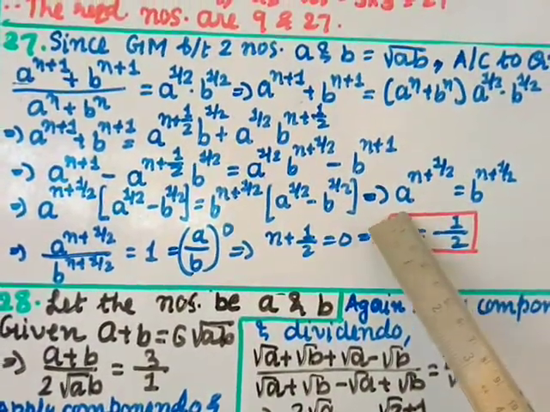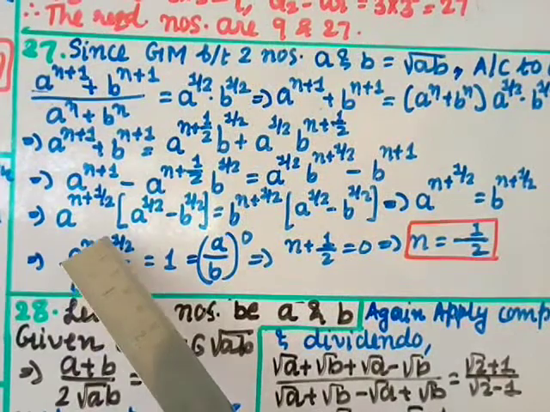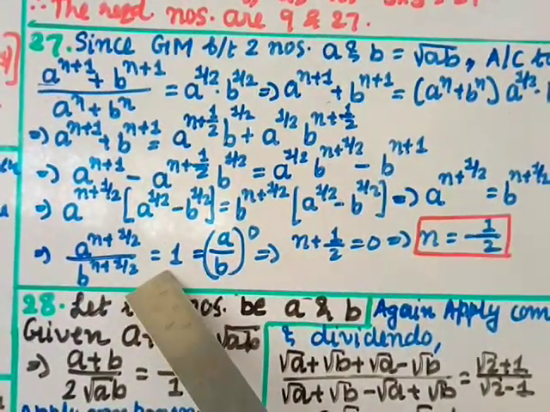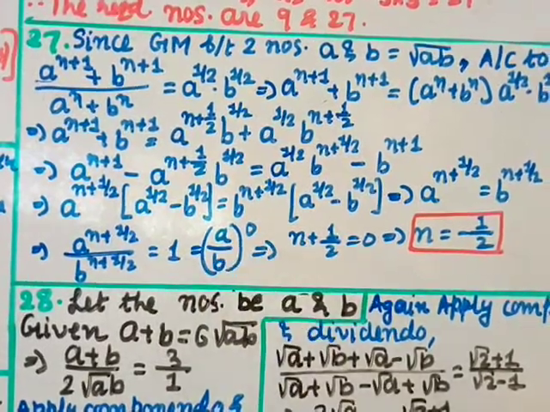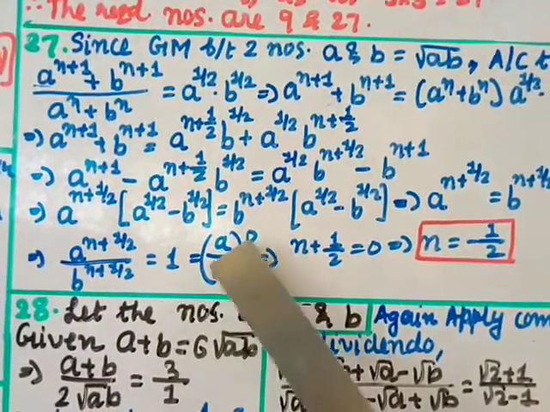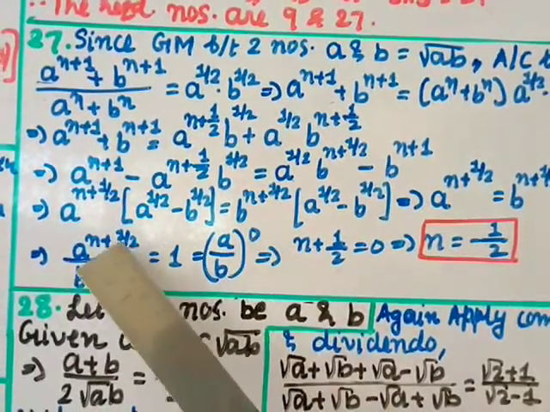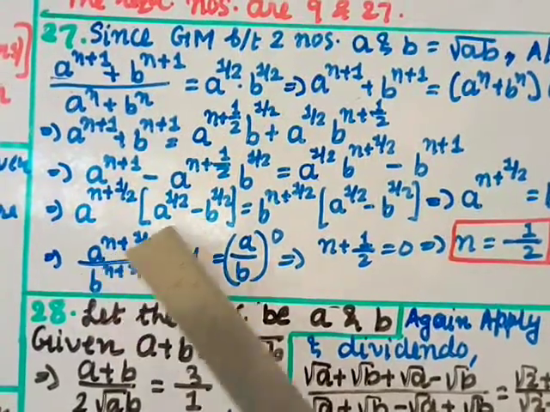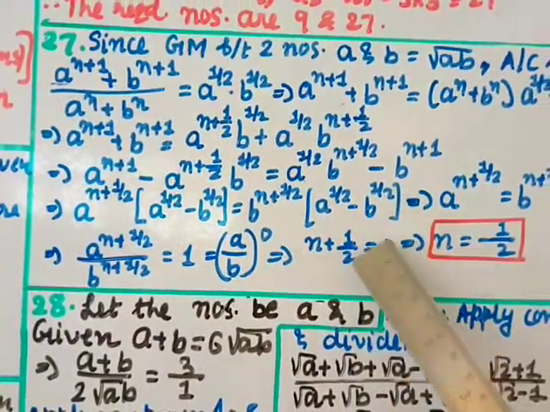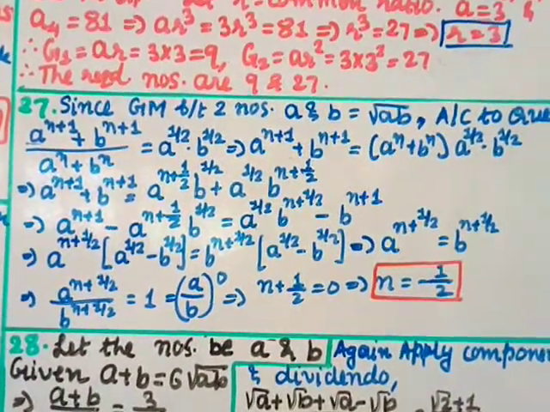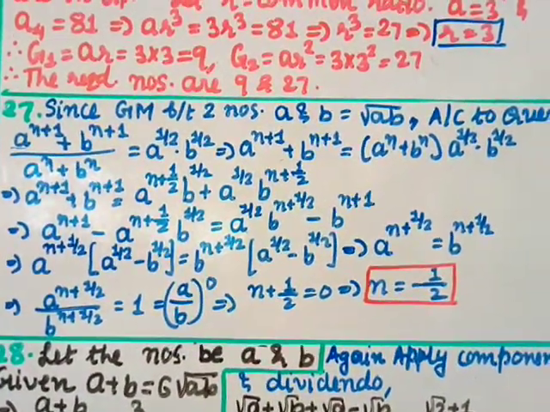Now this, if you transfer, it will go in the denominator: a power (n+1)/2 divided by b power (n+1)/2. Here remains 1, and 1 means you can write (a/b) power 0, since anything power 0 is 1. So because of this I can take (a/b) power 0. Now compare the powers. Both the powers are the same, so you can write them together. So (n+1)/2 equals 0. So 1/2 transfers over here, and we get the n value as minus 1/2. So that is the solution for question number 27.